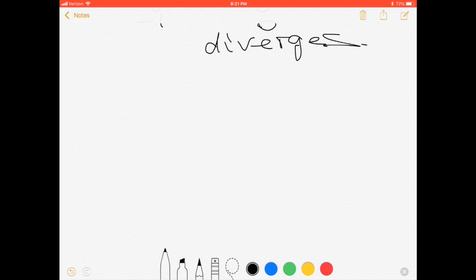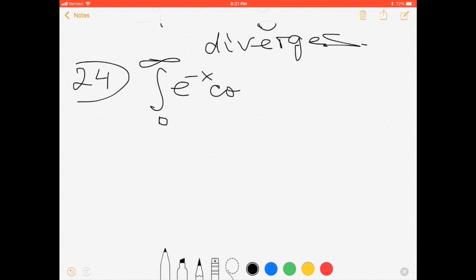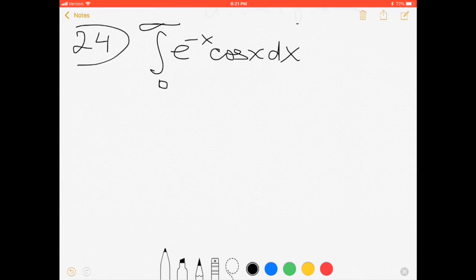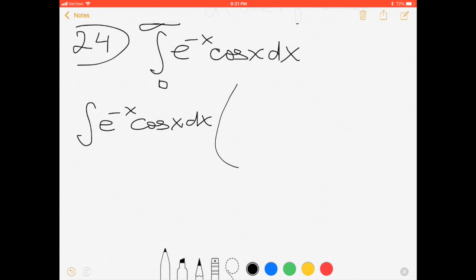Number 24, for example. Here you have the integral from 0 to infinity of e to the negative x cosine x dx. You have an exponential function times a trigonometric function. This means we need to use integration by parts 2 times. And first, do it separately. Find the integral of e to the negative x cosine x dx. Integrate by parts. Let's go.